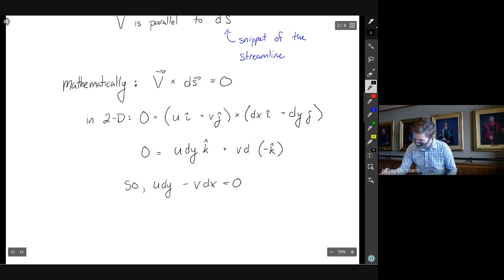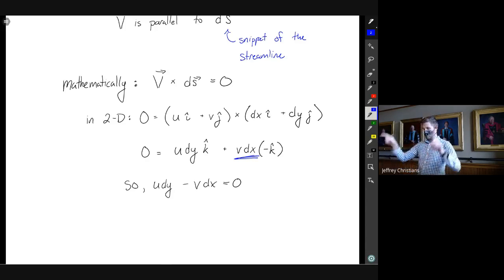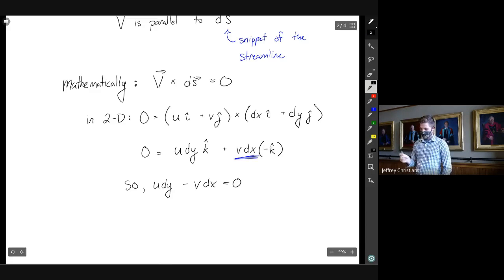Oh, this should be x up here. That should be dx. Because it's like outside and then the inside. Right, if we set up a table of i, j, and k, that's how I learned to do it. I think that's right. Yeah, so this is the mathematical definition of a streamline.